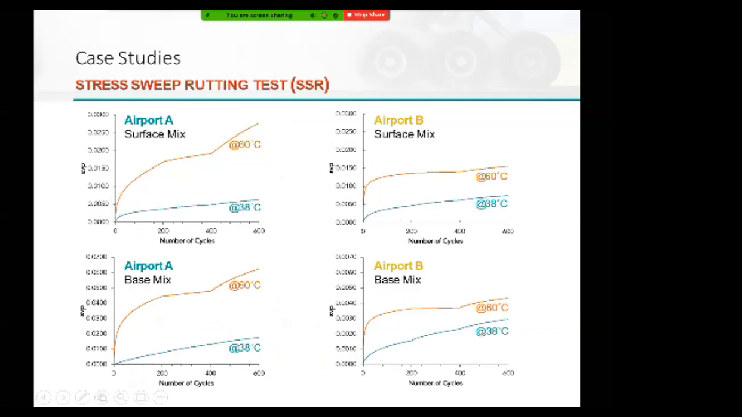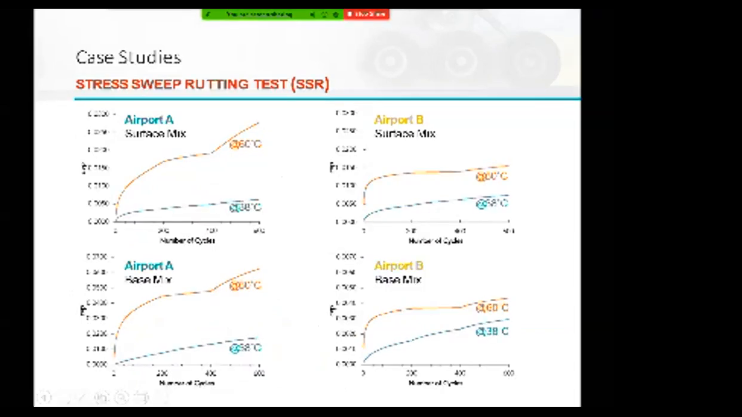The problematic one was the base, the airport A base mix is the problematic one. So it rutted at 60 C by 0.06 strain. 0.06 strain resulted after 600 cycles at 60 C. For airport B's base mix, it only rutted 0.004. Here it is 0.06. So more than 10 times more strain in the base layer of airport A. That's how much that is in viscoplastic strain. Because it was soft, that's what it's giving me in viscoplastic strain.